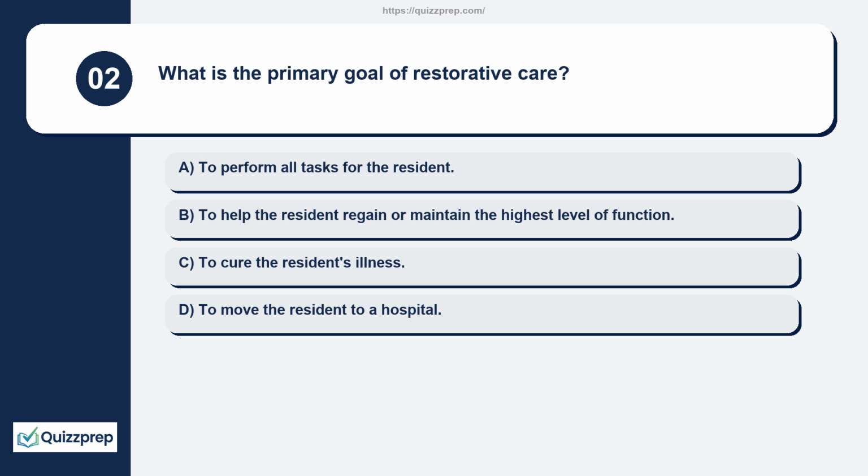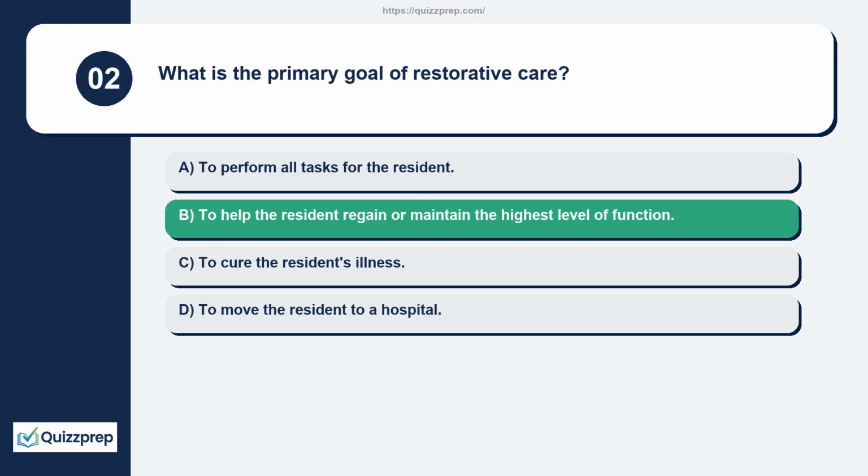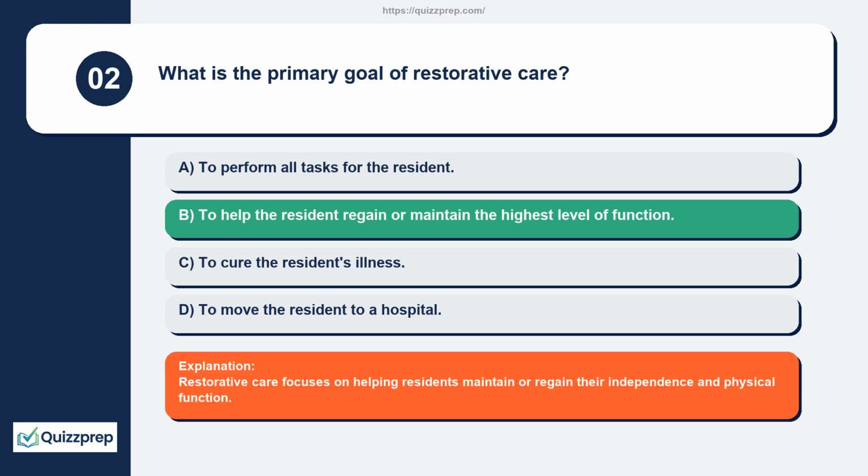Question 2. What is the primary goal of restorative care? To perform all tasks for the resident, to help the resident regain or maintain the highest level of function, to cure the resident's illness, or to move the resident to a hospital? Restorative care focuses on helping residents maintain or regain their independence and physical function.